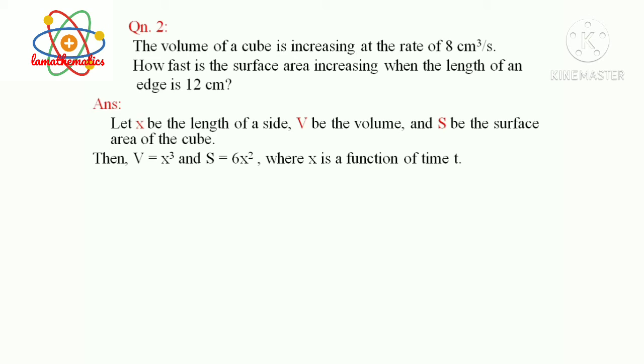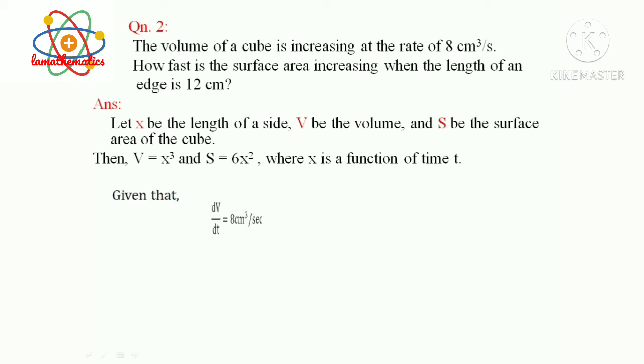We have volume of a cube is length into breadth into height. Therefore, x into x into x. Therefore, capital V equal to x cube. And we have, for a cube, there are 6 faces. Each face is of area x square. Therefore, surface area of a cube is 6x square.